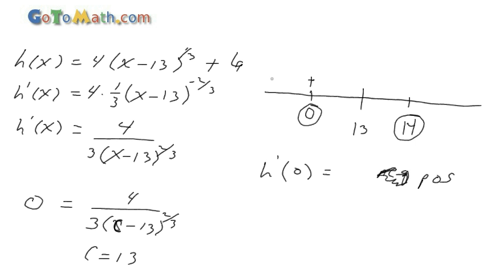So we know that the graph is going to be increasing. Graph is increasing, and then we plug 14 in, so h prime of 14. We know that this is also going to be a positive number, obviously, and so we know that the graph is increasing.